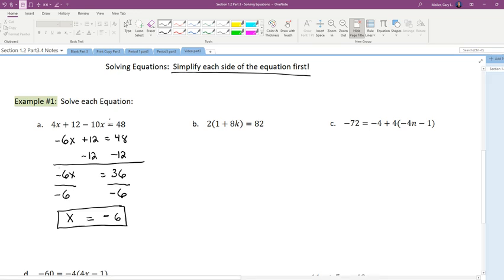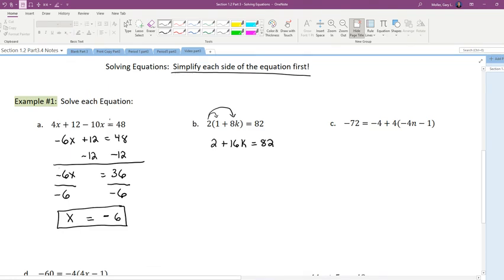All right, let's look at part B. Part B, you have options. The traditional way of solving this would be just to apply what we see on the left side, right? There's math to be done over here. So before we worry about moving things to the other side, we go ahead and do the math that we see. I can do a distributive property right here and do 2 times 1 and 2 times 8. So that's going to give me 2 plus 16k equals 82.